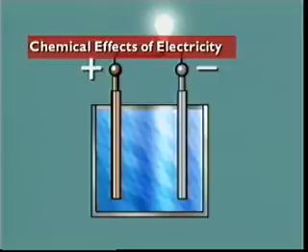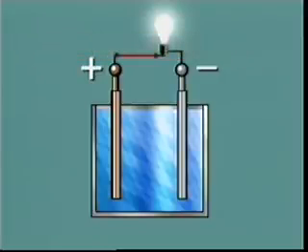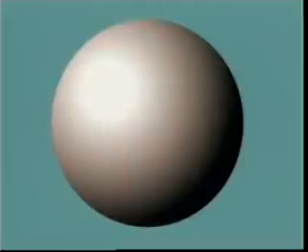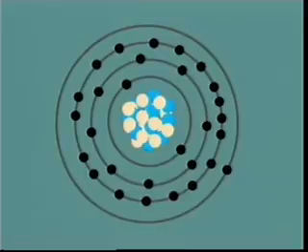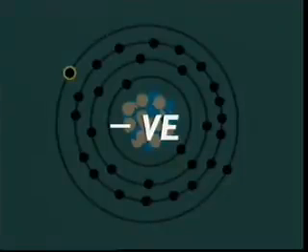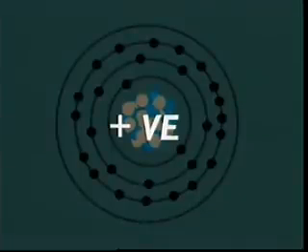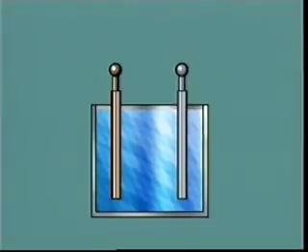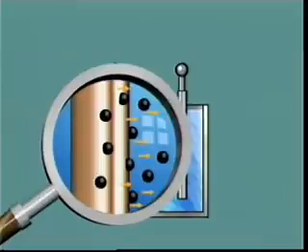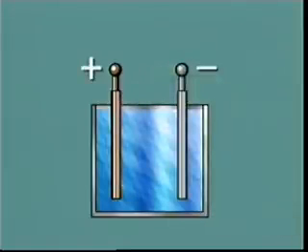This section examines the chemical effects of electricity. Chemical effects of electricity depend on ions, electrically charged atoms or groups of atoms. If an atom or group of atoms gain electrons, they become negatively charged. If they lose electrons, they become positively charged. When two different metals are immersed in an electrolyte, one loses electrons and becomes positive. The other gains them and becomes negative.